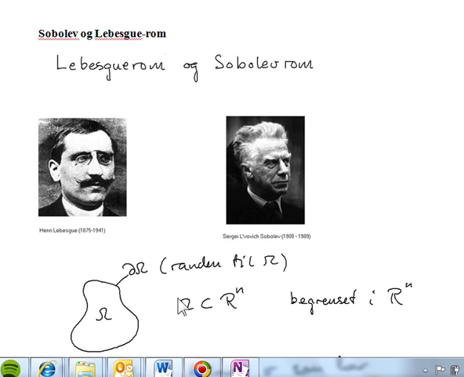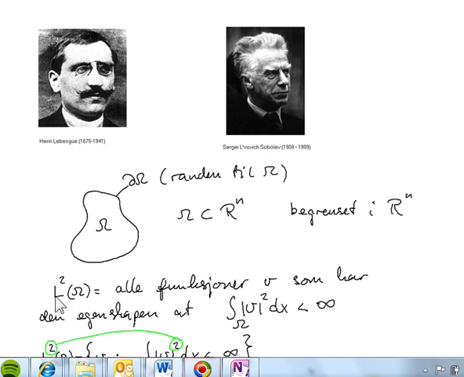Now we define what we mean by Lebesgue space. We call it L2 of omega. Omega is referring to this subset omega. And this space contains all functions, call them v, with the property that the integral over the square of v is less than infinity.